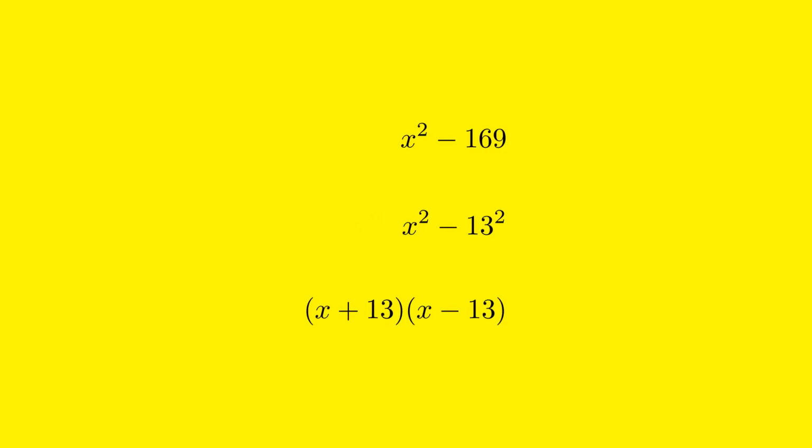Step 1. To solve the problem x squared minus 169, we recognize that x squared minus 169 is a difference of squares. The difference of squares formula is a squared minus b squared equals a plus b times a minus b. In this problem, a squared is x squared and b squared is 169. Thus, we can rewrite x squared minus 169 as x plus 13 times x minus 13.